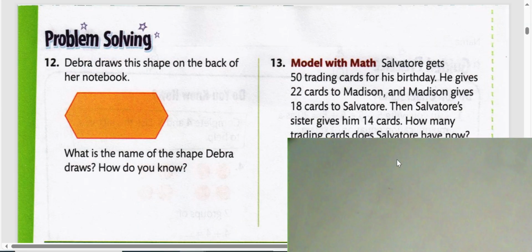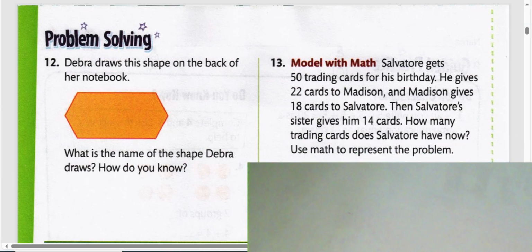Model with math. Salvatore gets 50 trading cards for his birthday. He gives 22 cards to Middleton, and Middleton gives 18 cards to Salvatore. Then Salvatore's sisters give him 14 cards. How many trading cards does Salvatore have now? Use math to represent the problem.